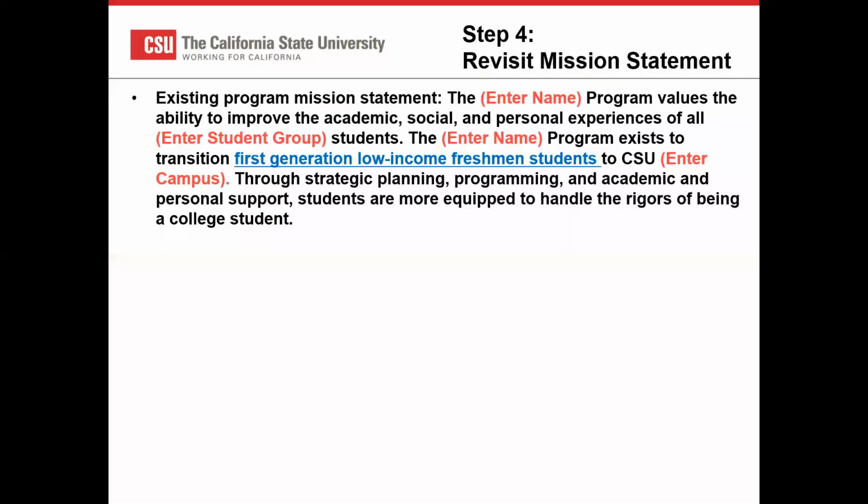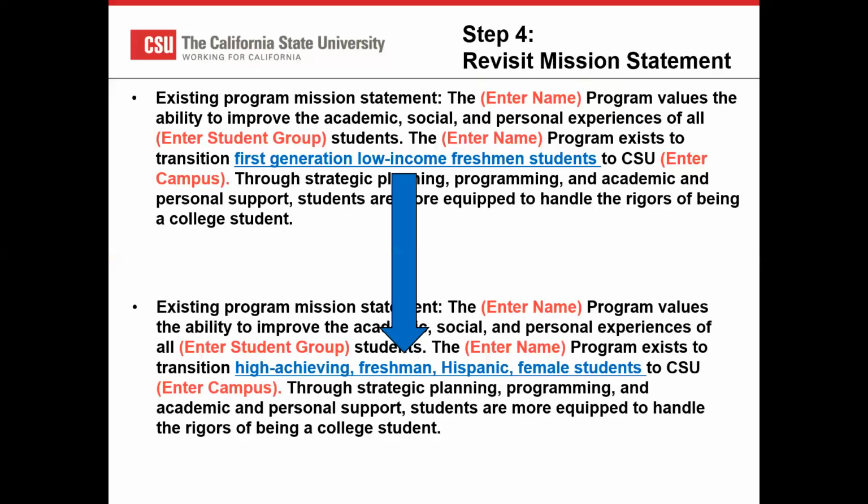Now, once that analysis and comparison has been done, you want to revisit your mission statement. Again, this example program said they were interested in serving first-generation low-income freshman students. Based on that previous analysis, either the mission statement needs to be revised or the students most in need need to be contacted in a different manner. So if you were going to revise the mission statement based on the actual participants, in this case, the actual students served were pretty high achieving. They were freshmen. They seemed to be a high percentage of Hispanic and female students.